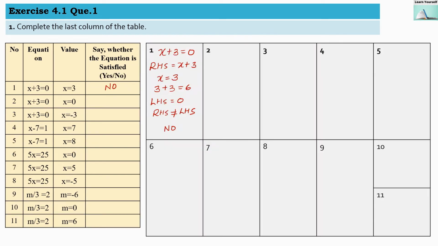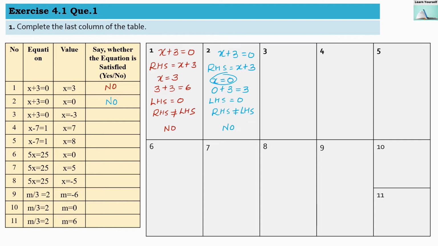Now the second equation. The second equation is x plus 3 equals 0. In this, we take the variable value x equals 0. So when we put x equals 0 in this, we will get 0 plus 3 equals 3. So our value is 3, but the other side is going to be 0. So here the two sides are not equal. So this equation doesn't hold true for the value x equals 0. So here we are going to write no.